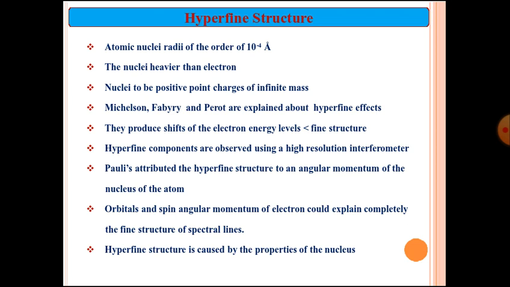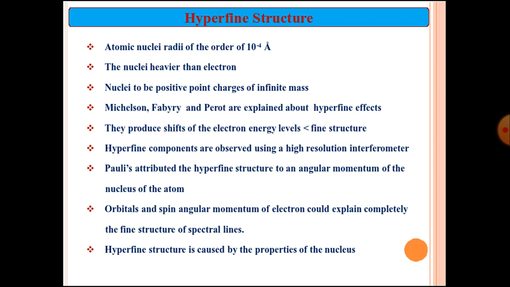Atomic nuclei have radii of the order of 10 power minus 4 Angstrom. The nuclei behave differently than electrons. Nuclei are taken to be positive point charges of infinite mass. Michelson, Fabry and Perot explained the hyperfine effects. They produce a shift of the electron energy levels smaller than the fine structure.